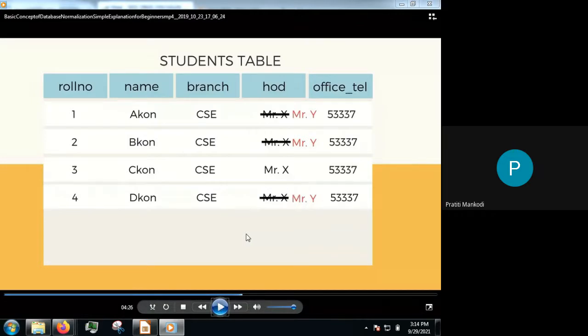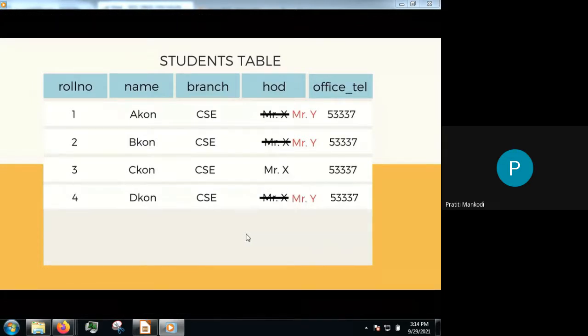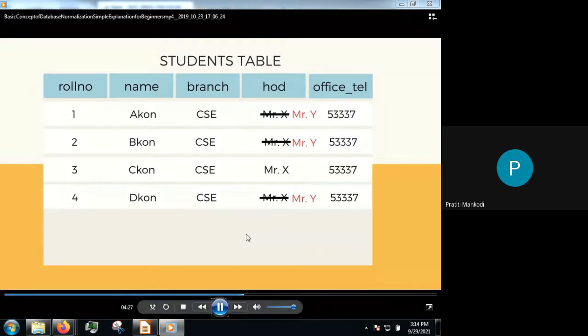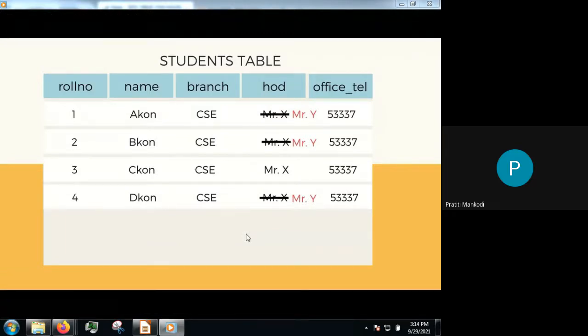What if I forget to update here? So for CSE branch, I'll be having 2 HODs. Not possible. This is called inconsistent data. When I search, give me the name of the HOD where branch is equal to CSE, your table has a confusion. Should I select Y or should I select X? Because I have 2 options for CSE, which is inconsistent data. Clear?